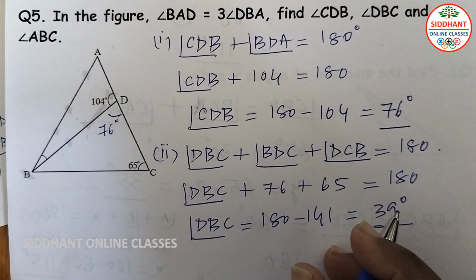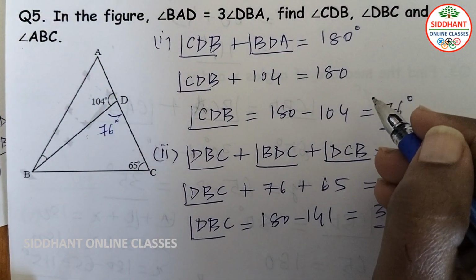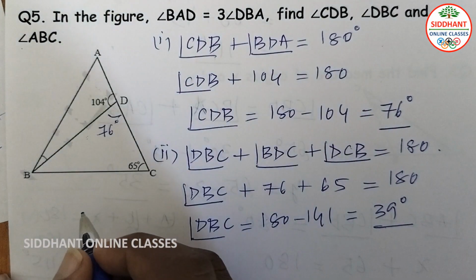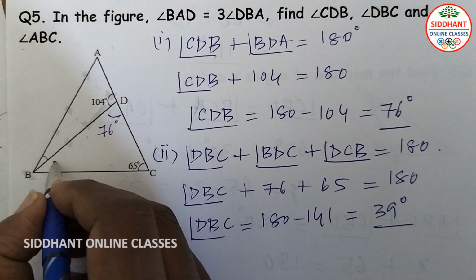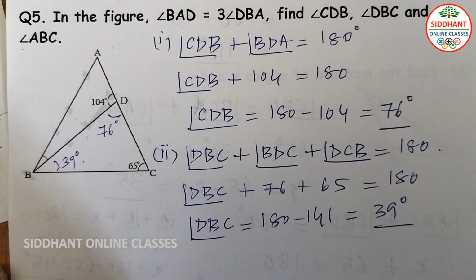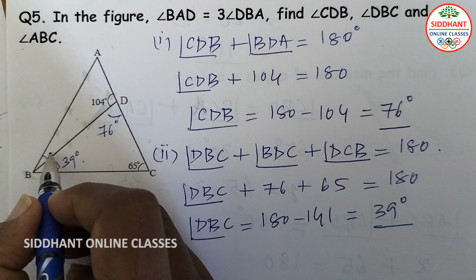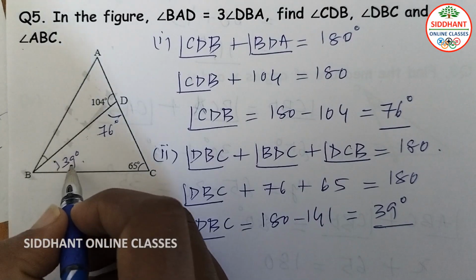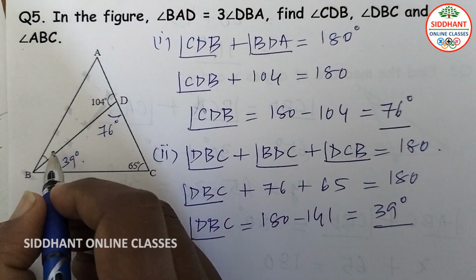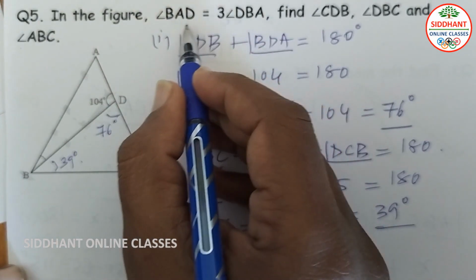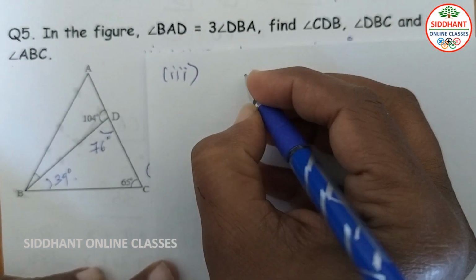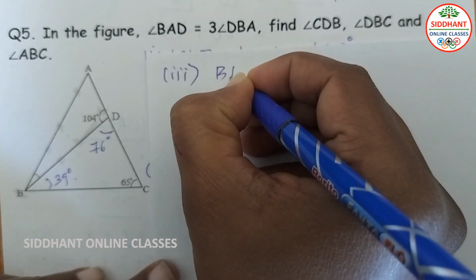Next we are going to find out ABC value. Now we are going to find out DBA. So this value we got that is 39 degrees. So next we are going to find out this angle. After that we are going to sum this, then we will get angle ABC. So this is how you are going to find out. The condition is given, angle BAD is equal to 3 times of DBA.